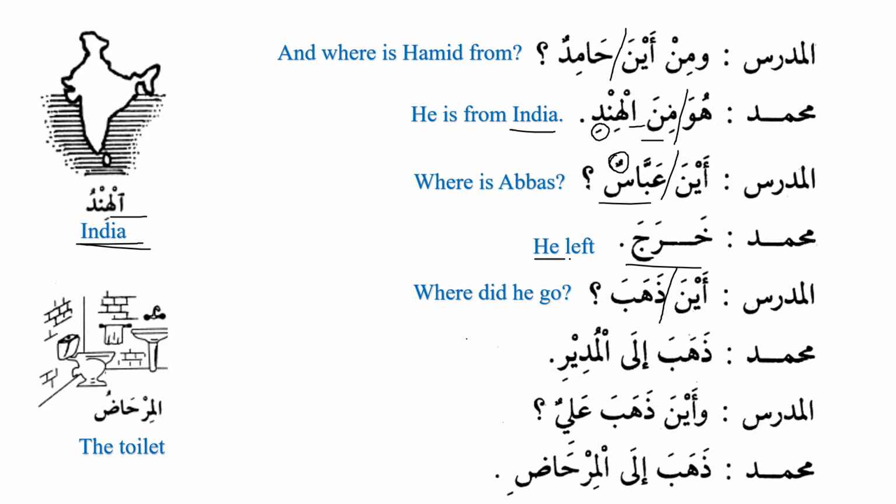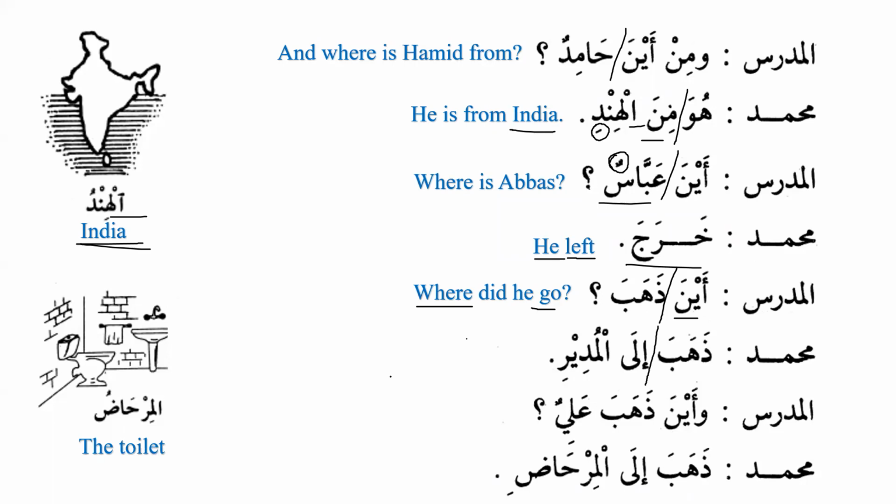Excellent. It's past. And you might be thinking, why do we have aina in the beginning of the sentence? As I told you, when aina is a question word, it has to come in the beginning of the sentence. The real construction will be dhahaba aina. But as we know, the requirement is that it should come in the beginning of the sentence. That's why it is aina dhahaba. Where did he go? Dhahaba ilal mudiri. So what will be the translation?